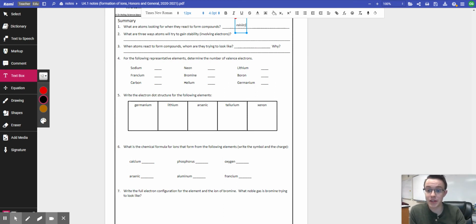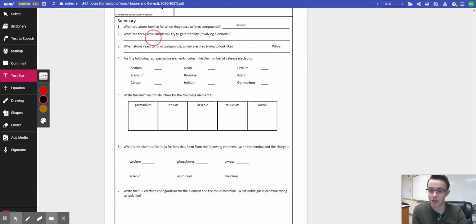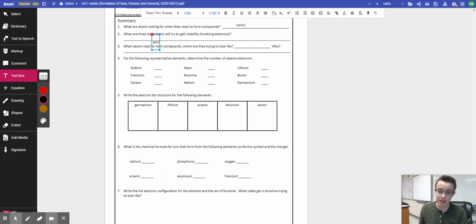All right, what are 3 ways atoms will gain stability? I just kind of gave that away. They will either gain electrons, which is what nonmetals do. They will lose electrons, which is what all the metals do, or sometimes they will share electrons. When they share electrons, it forms what's called a covalent compound. We're not talking about that just yet. We're only talking about ions and ionic compounds, which is where atoms are gaining electrons or losing electrons.